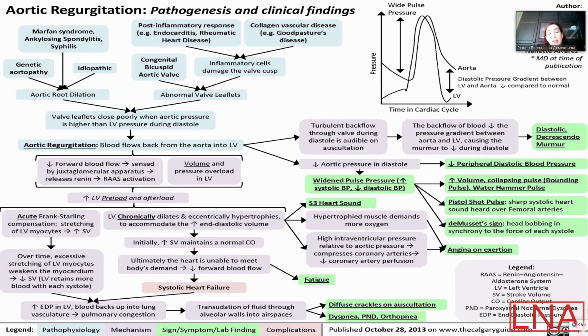The left ventricle also chronically dilates and eccentrically hypertrophies to accommodate the increase in diastolic volume in the chamber of the left ventricle, initially maintaining normal cardiac output and ejection fraction. Ultimately the heart is unable to meet body demand and forward blood flow decreases, leading to general fatigue and the development of heart failure. Acute Frank-Starling compensation leads over time to excessive stretching of left ventricular myocytes, weakening the myocardium and decreasing ejection fraction.